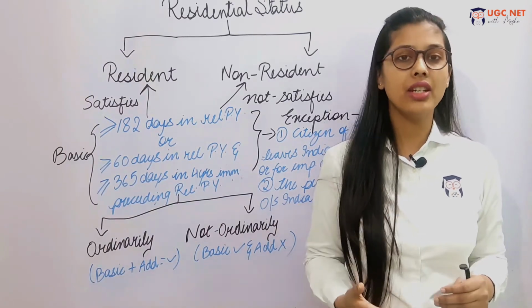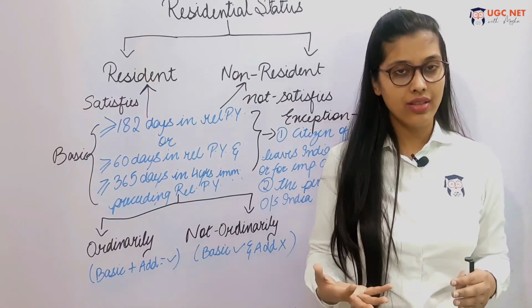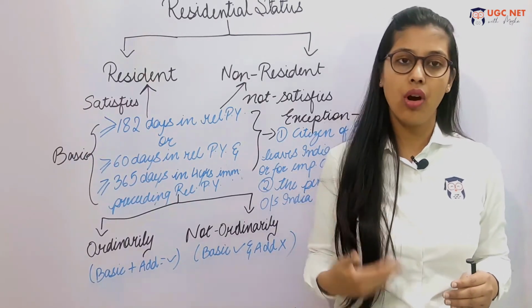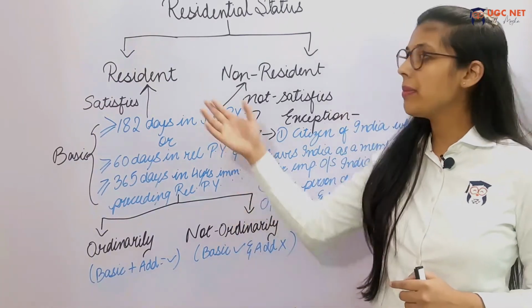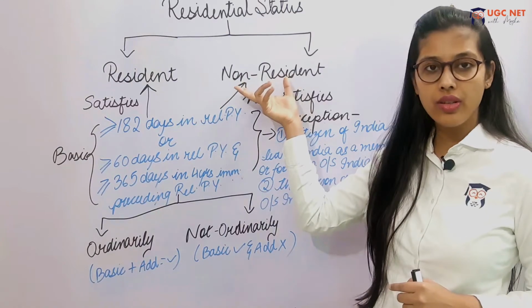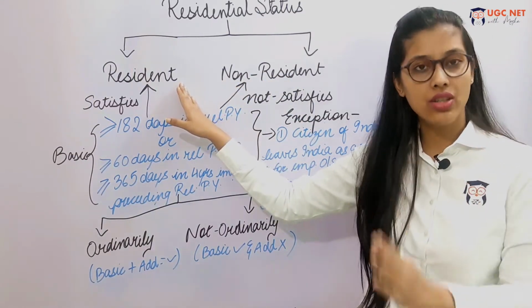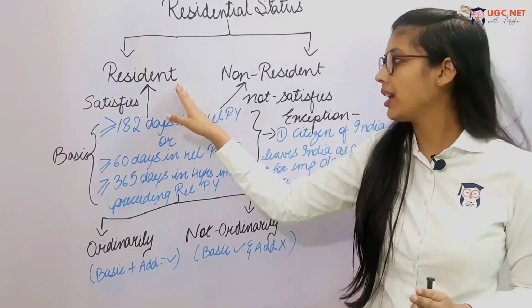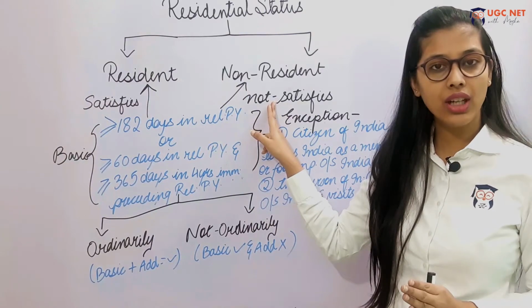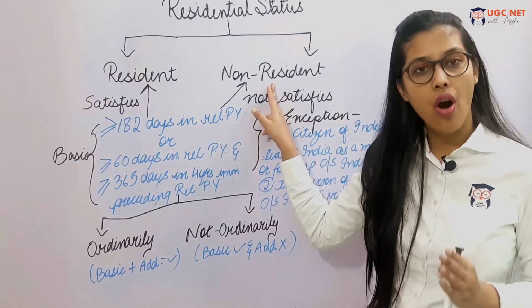So if he is a resident, then he would be liable to pay tax for his income, and if he is not considered as resident, then he would not be liable to pay tax. Now how do we classify a person as resident or non-resident? If a person satisfies any of the two conditions given for the test, then he would be considered as resident. But if he does not satisfy either of those conditions, then he would be considered as non-resident.